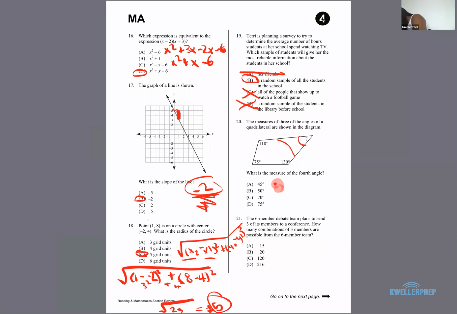minus these three values added together. So 110 plus 75 plus 130 should equal that missing degree. All right, so when you simplify everything and you add it up, and then you subtract that value from 360, you should receive 45 degrees, which is the answer.